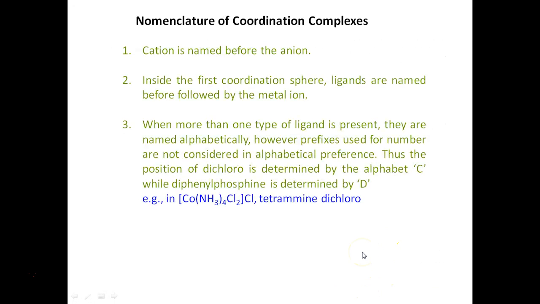Nomenclature of coordination compounds. Cation is named before the anion. Inside the first coordination sphere, ligands are named before, followed by the metal ion. When more than one type of ligand is present, they are named alphabetically. However, prefixes used for numbers are not considered in alphabetical preference. Thus, the position of dichloro is determined by the alphabet C, while diphenylarsine is determined by D.